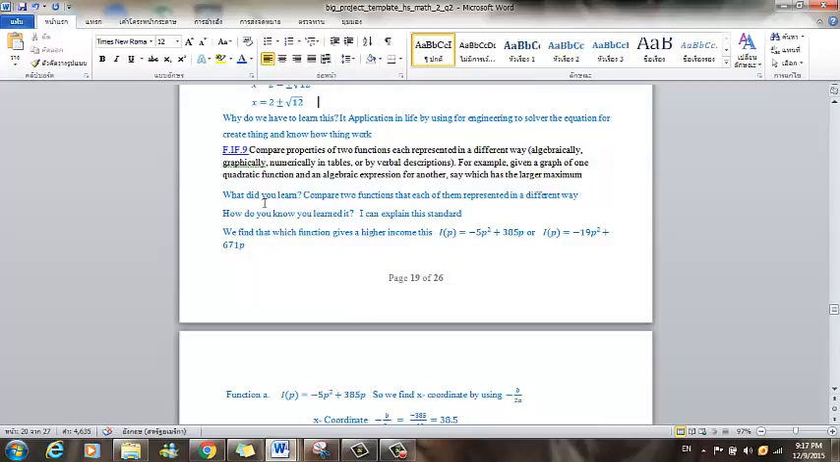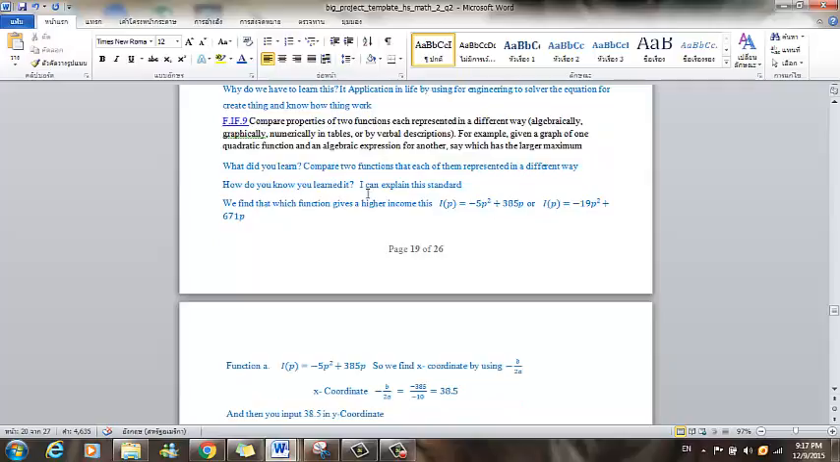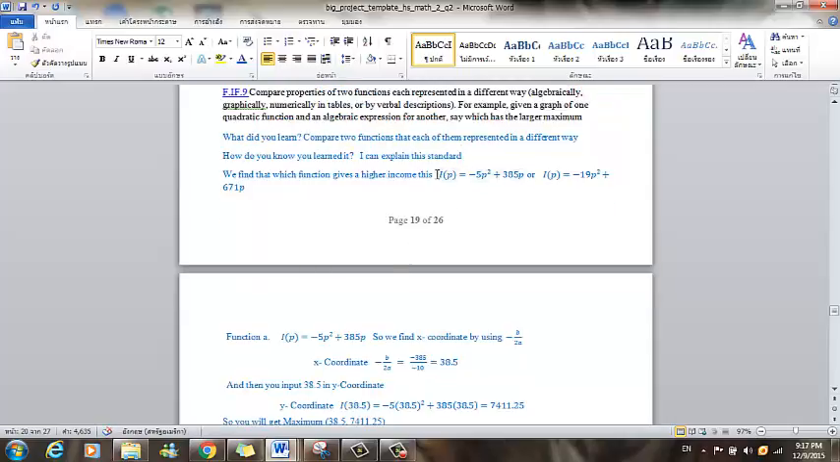What did you learn? We compare two functions, each represented in a different way. I can explain the standard. How do you know you learned this? Because I can explain this. We can find which function gives the highest income. Which one will give the highest income: this one or this one?